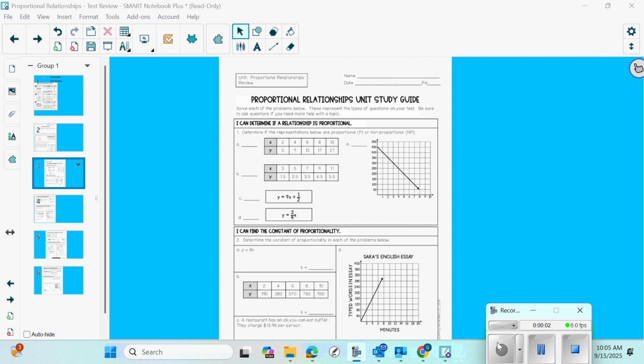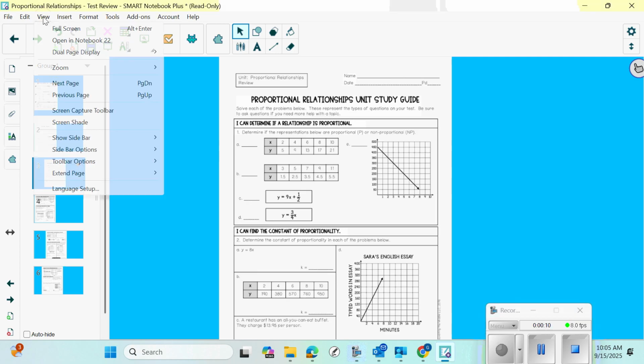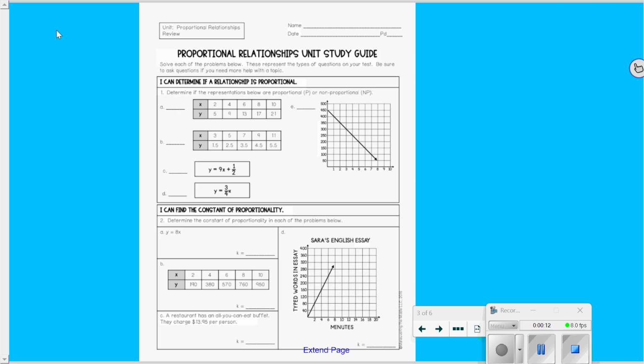Okay, we're getting ready for our first big test. So remember, on the test review, this is a little different than last year. The questions aren't exactly the same, and there's actually more questions on the test review than there are on the test. But if you understand these concepts, the test should go pretty well.